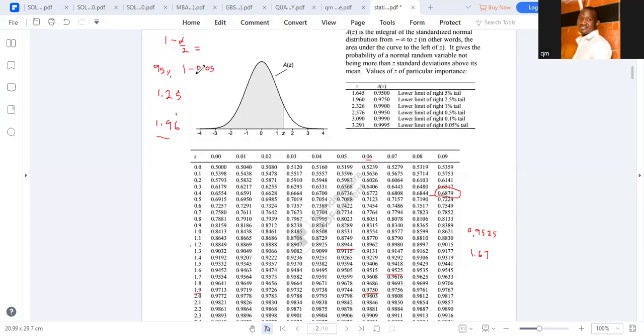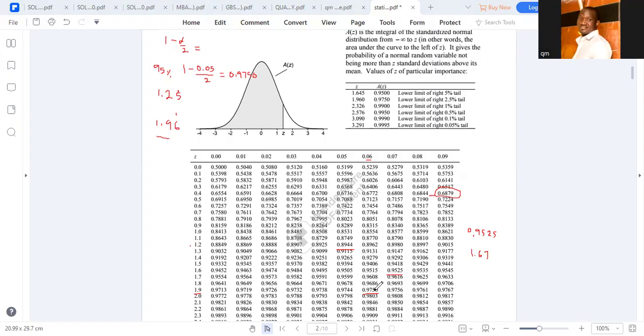So this is a formula. When you compute that, what are you going to get? 1 minus 0.05 over 2. What answer do we get? 0.9750. Is that what you're getting? Yes, sir. 0.975. Yes, so you go inside the table.